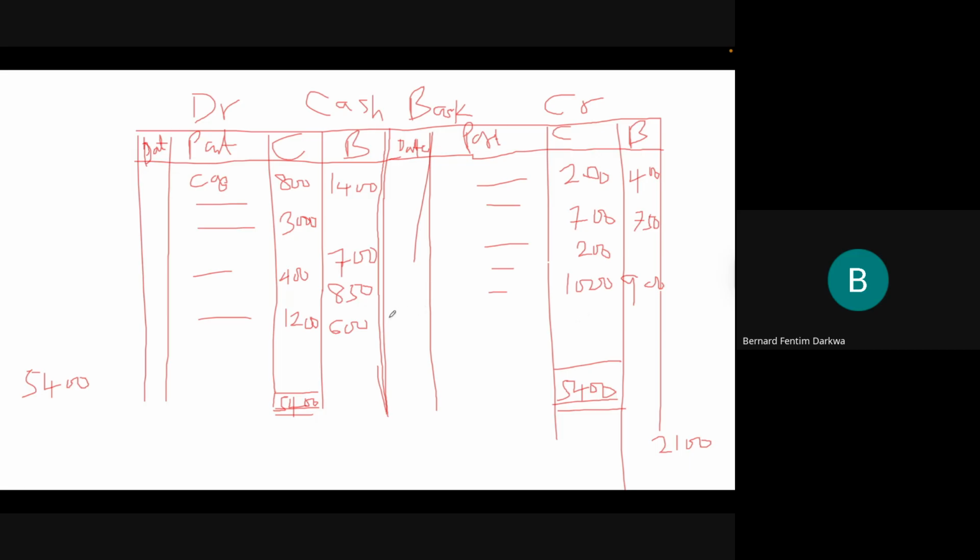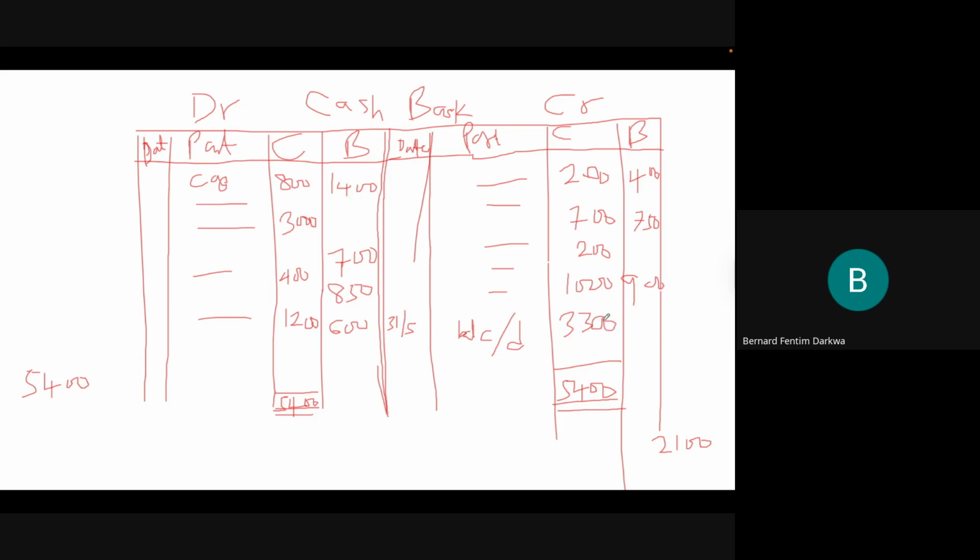So you come here, date. I always say that the ending of the month, that is the 31st. Let's assume 31st May. So write 31st May here. And the particulars, you are going to write what? Balance C/D. So what is the balance C/D for cash here? How much do you need to add to the 2,100 to get 5,400? What will be the balance C/D? 3,300.